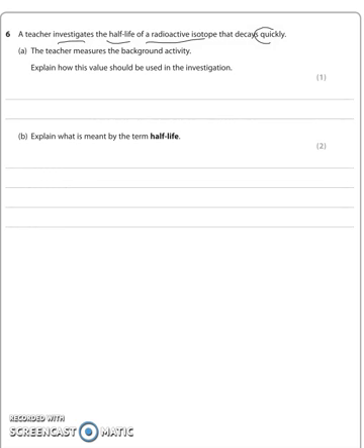This is January 2016, paper 2, and this is question 6. A teacher investigates the half-life of a radioactive isotope that decays quickly. The teacher measures the background activity. Explain how this value should be used.